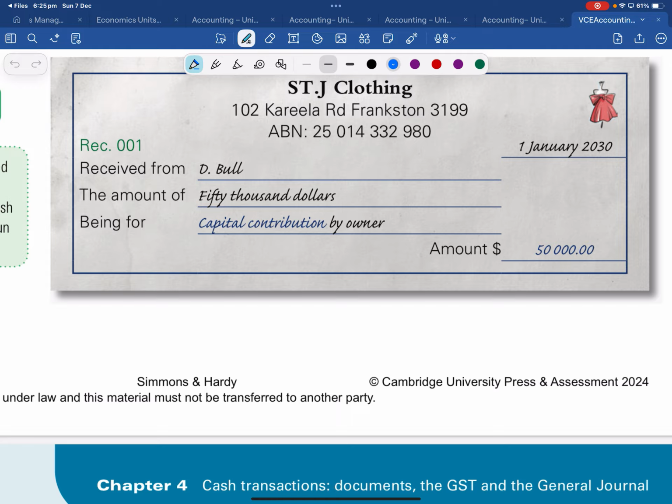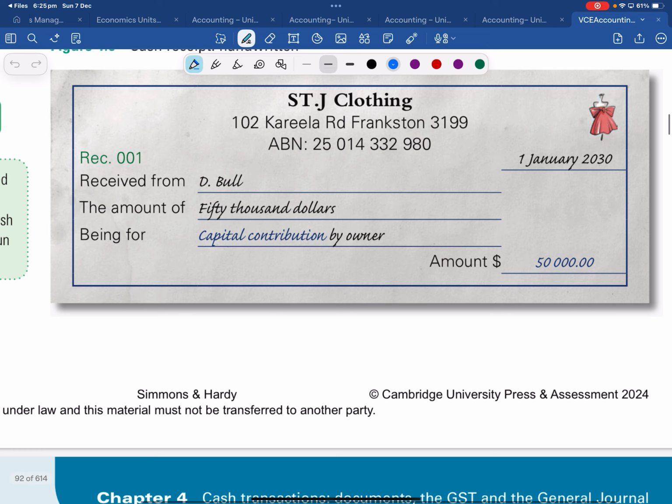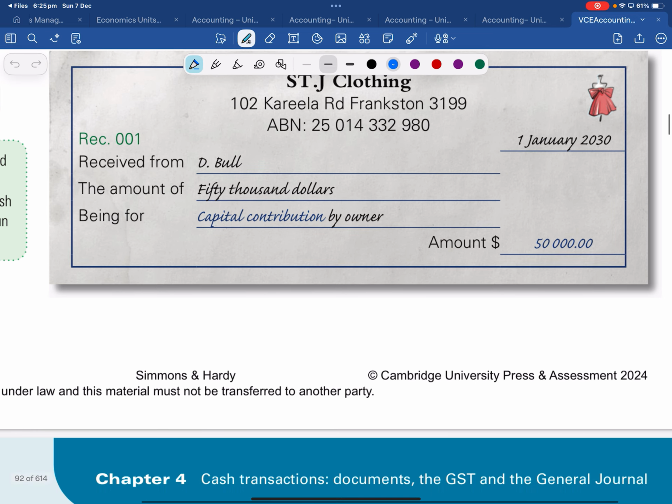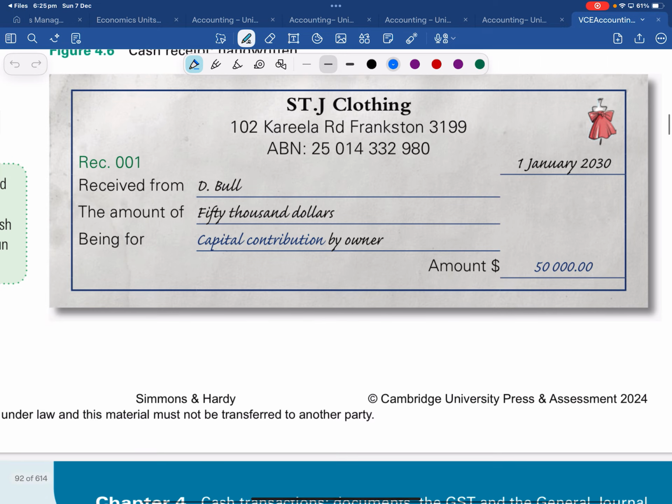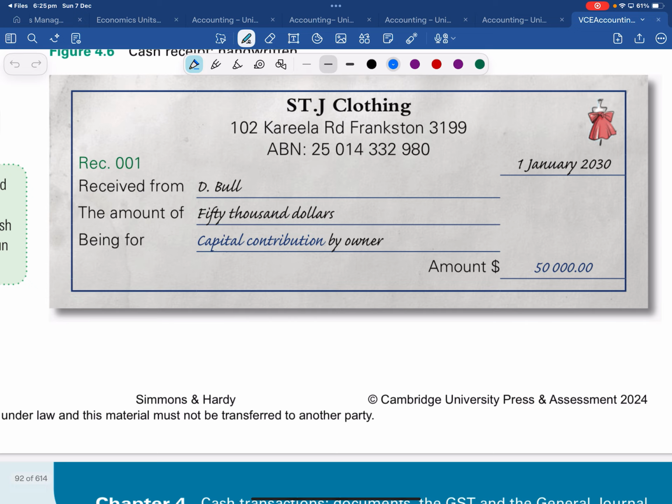Is it a memo? No. It's a receipt again. Why? See? Received, receipt number given 001, and also received from Bull, and then the letterhead is given. Wait, it said capital contribution there. Yes. Capital contribution. Doesn't matter. Business has received the money, yes? So then the accountant or cashier will issue a receipt.